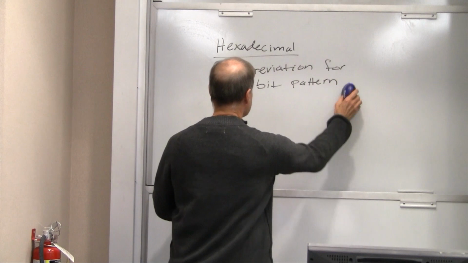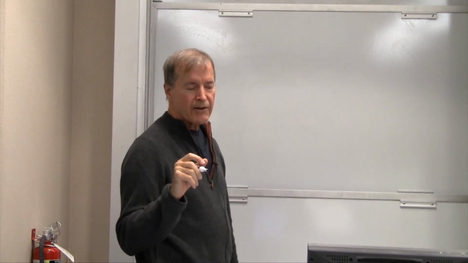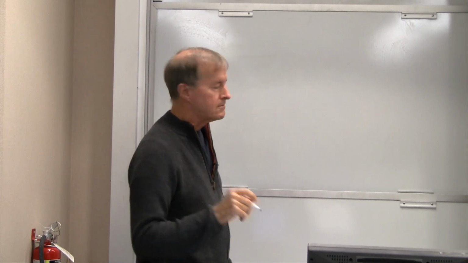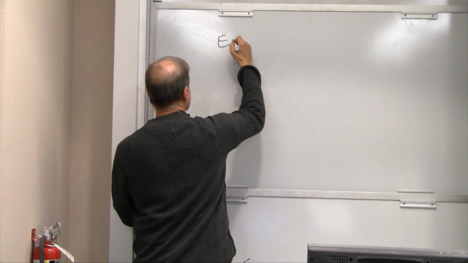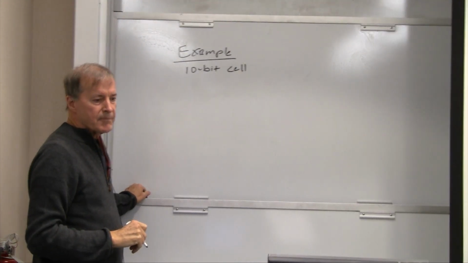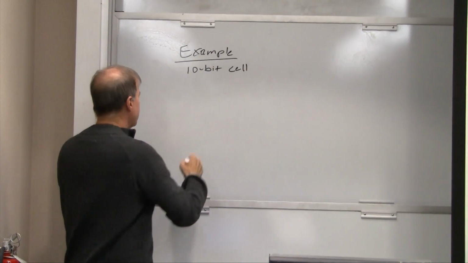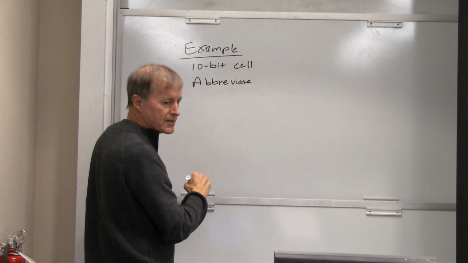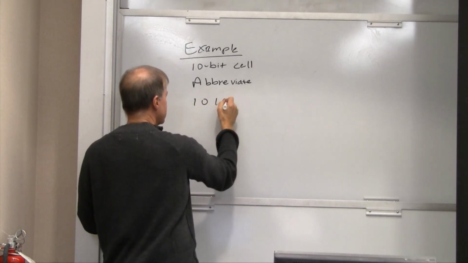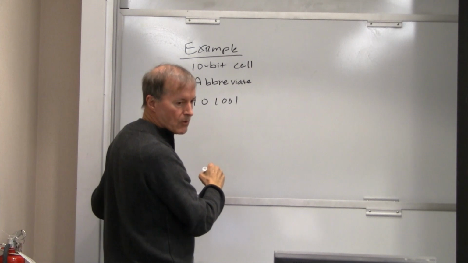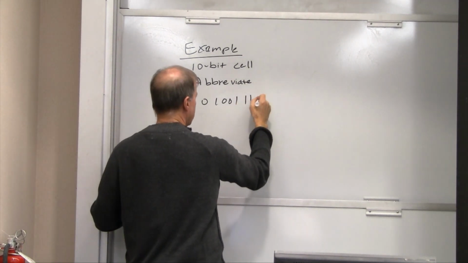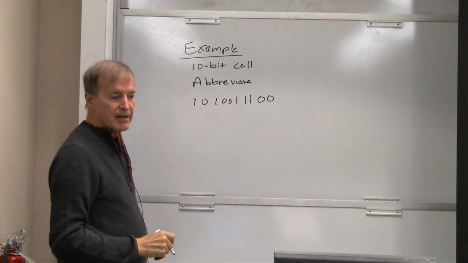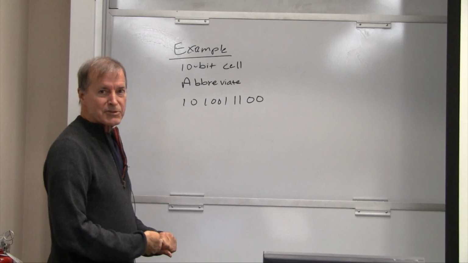A couple of examples. Now, suppose we have a 10-bit cell. Okay, so here's an example. Suppose we have a 10-bit cell, and we want to abbreviate 10 1001 1100. We want to abbreviate this cell in hexadecimal. So our problem is to abbreviate this cell in hexadecimal.